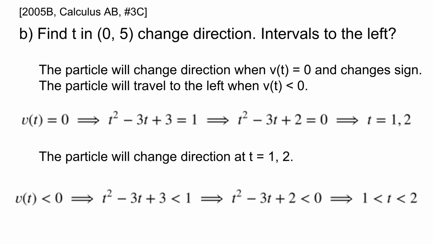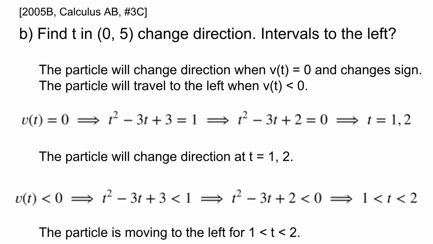For the second part of the question, v of t is negative implies that t squared minus 3t plus 3 is less than 1, which implies that t squared minus 3t plus 2 is less than 0, which implies that t is between 1 and 2. So the particle is moving to the left when t is between 1 and 2.